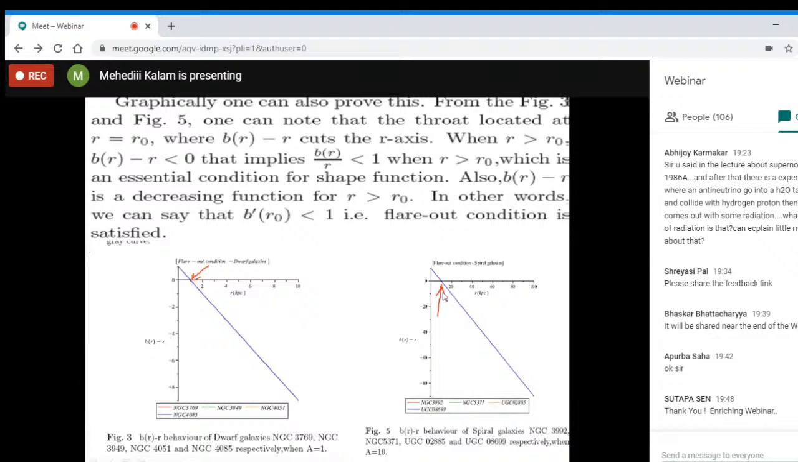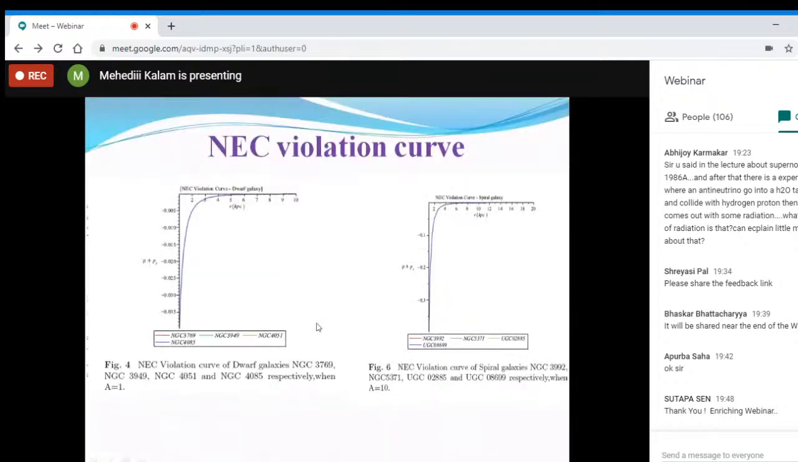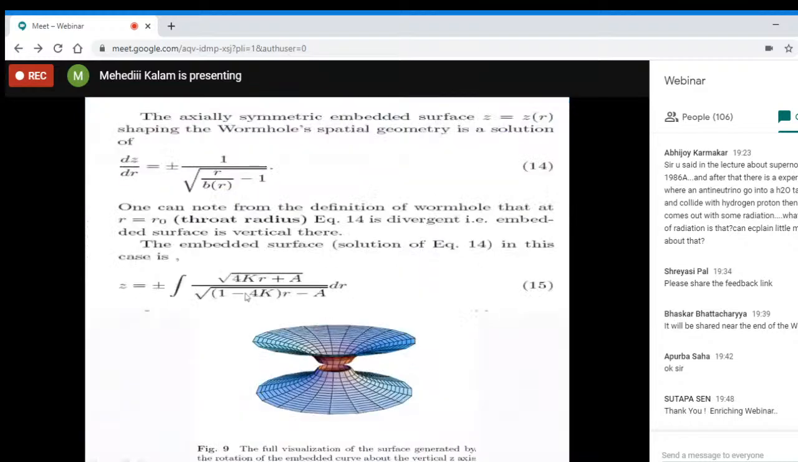So this is for the spiral galaxies, 10 kiloparsec, and this is for the 1 kiloparsec. And for both the dwarf galaxy and the spiral galaxy, it violates the null energy condition. So we get the structure of this wormhole.